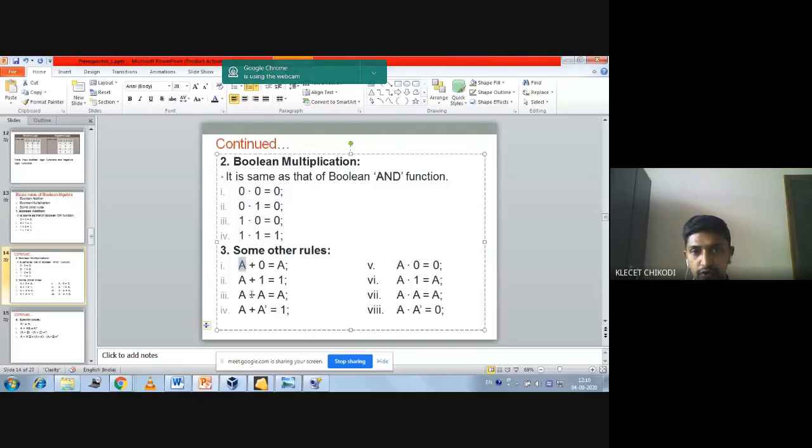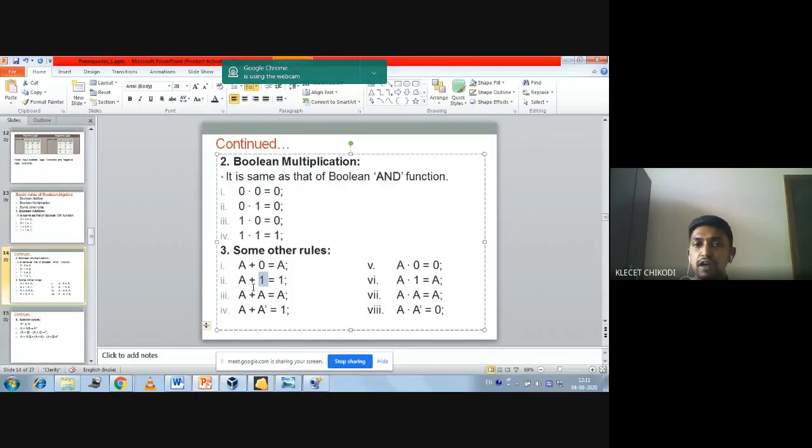Okay, and there are some other rules available here. A indicates the input variable. A plus 0 is equal to A, and A into 0 is always equal to 0. Similarly, A plus 1 is always 1, because yesterday I explained that 1 plus anything is always 1 only. You will see that in the next examples. 1 plus anything is always 1. You just note it down.